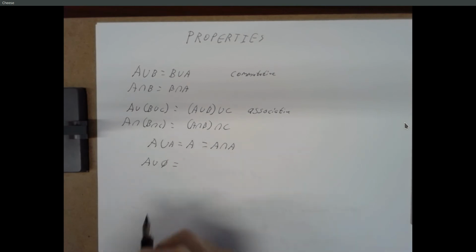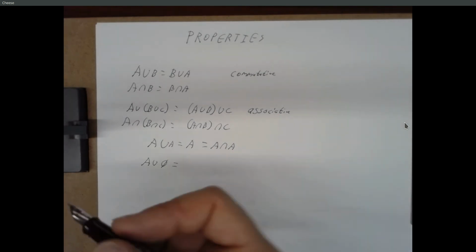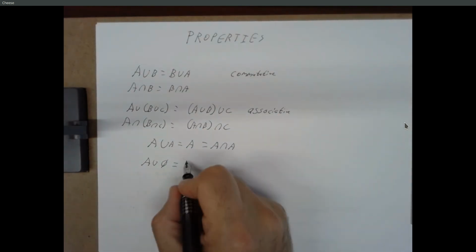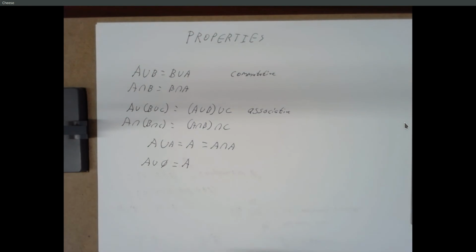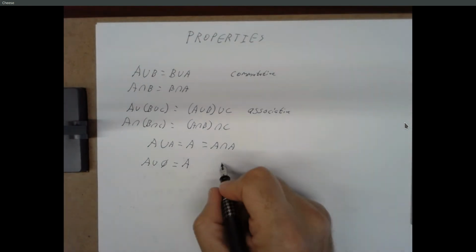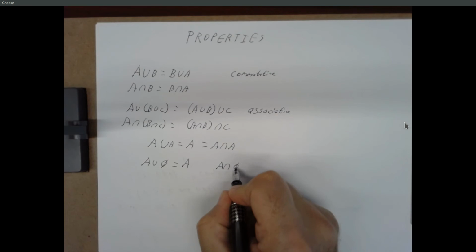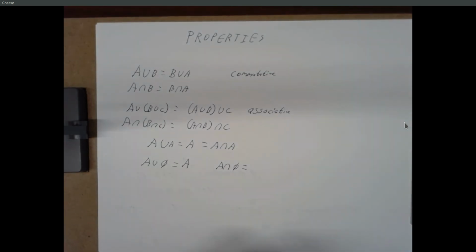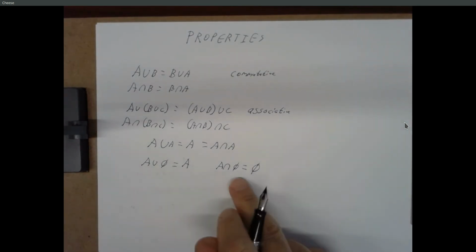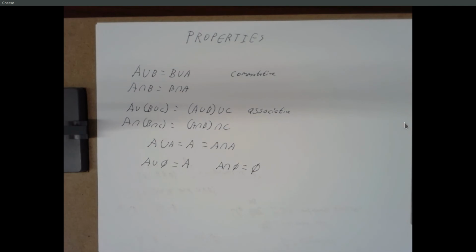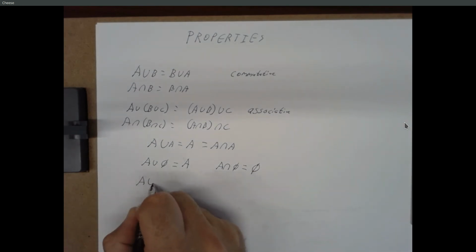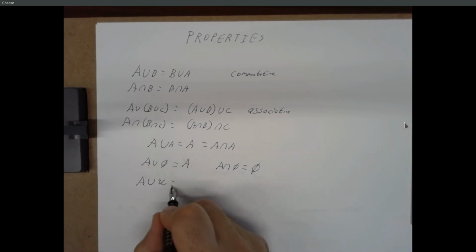What about A union the empty set? That's just A, a set of things that are in A or that are in the empty set. Well, there's nothing in the empty set, so that's just A. What about A intersect the empty set? Empty set. All right, because it's got to be in A, but it's also got to be in the empty set, and there's nothing in there. What about A union the universe?